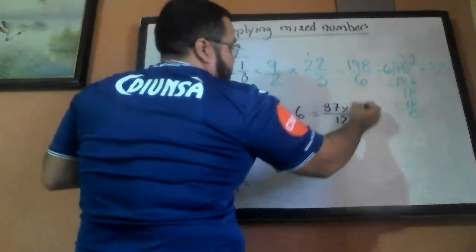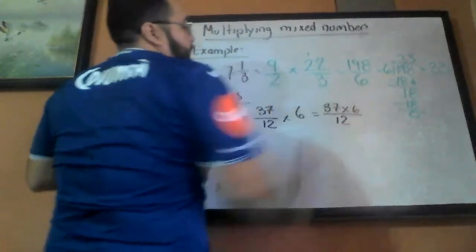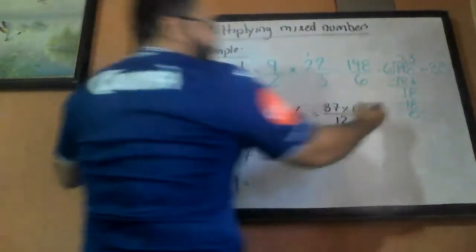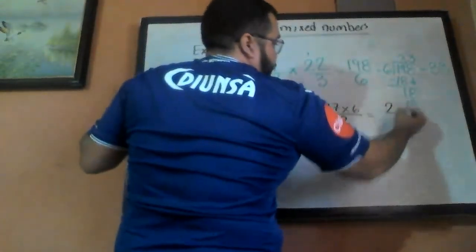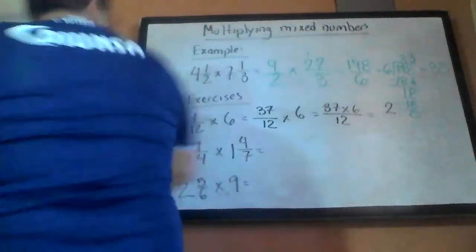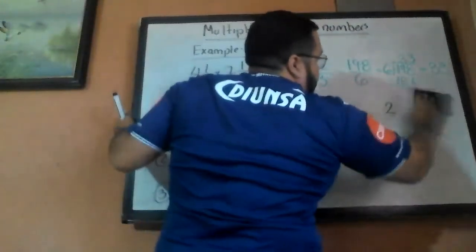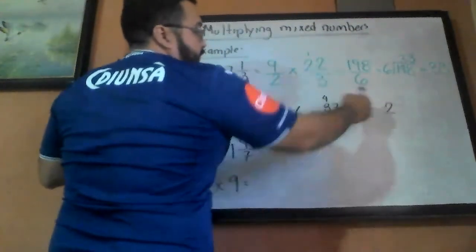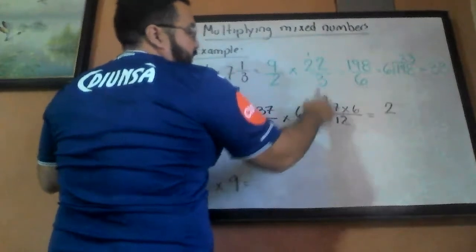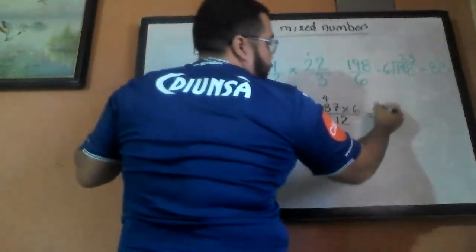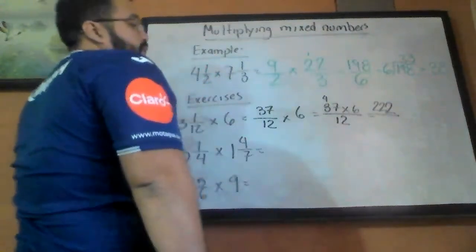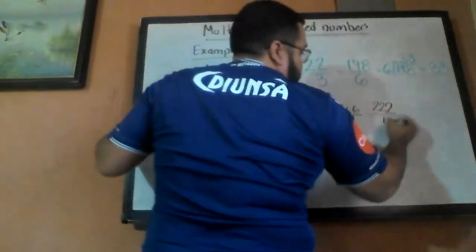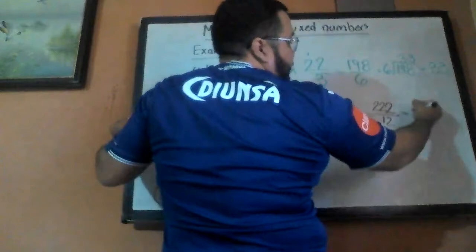37 times 6. 6 times 7 equals 42. Right? 2. I'm going to erase this of the example so it can give us a little space to work. 42, right? 4 on top of the 3 and 2 here. 6 times 3, 18. Plus 4, 22. So the numerator is 222. And here 12.